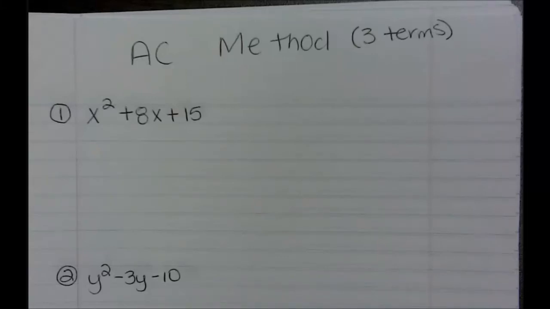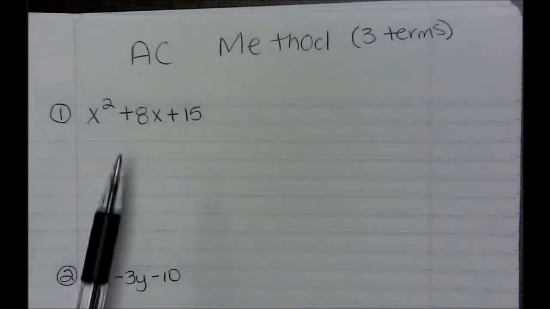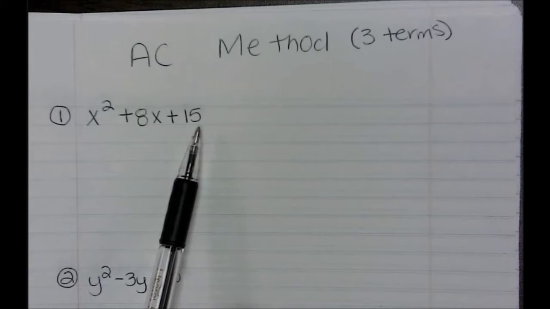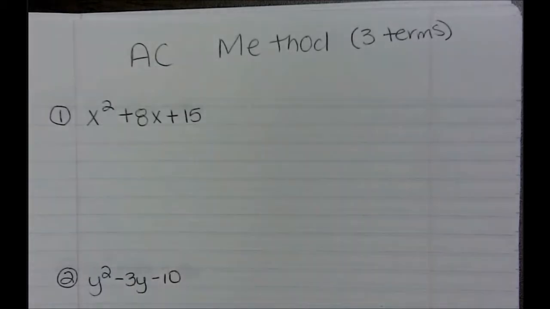In this lesson, we are going to learn how to factor by using the AC method. Remember, the AC method is when you are factoring a three-term polynomial. So we have 1, 2, 3 terms, so we use the AC method.